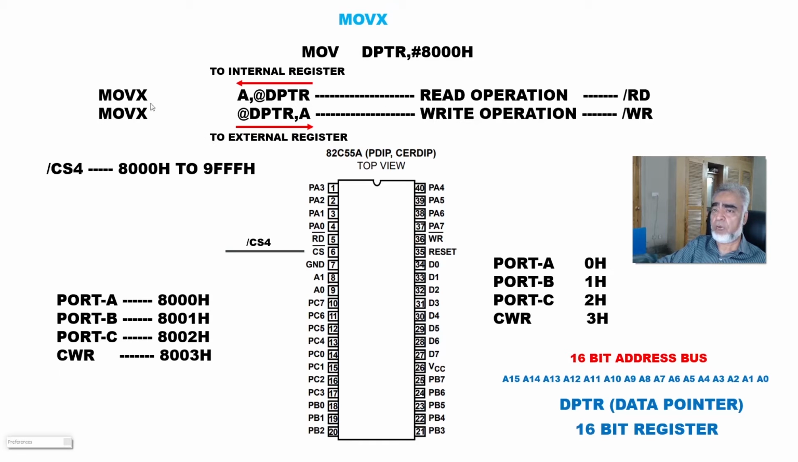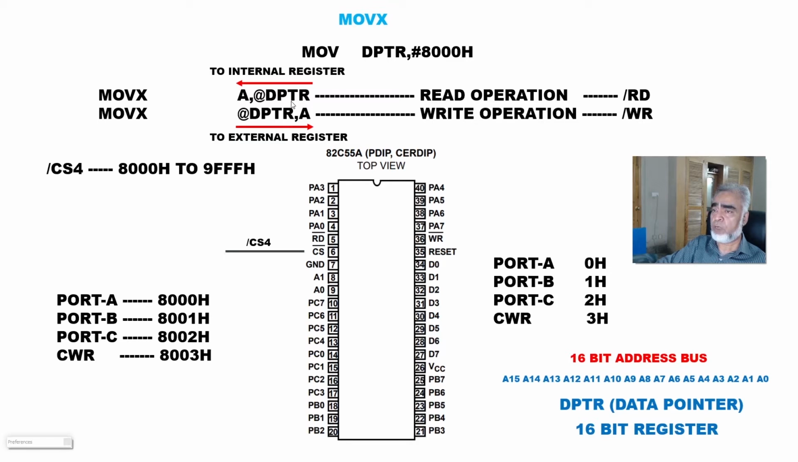Here we can find how to use the instruction MOVX, that is move external: MOVX A, @DPTR. First we'll move the address of port A to the data pointer, that is DPTR. So here we have written MOV DPTR, #8000H. It means move the address of port A to the data pointer. And here we have written MOVX A, @DPTR.